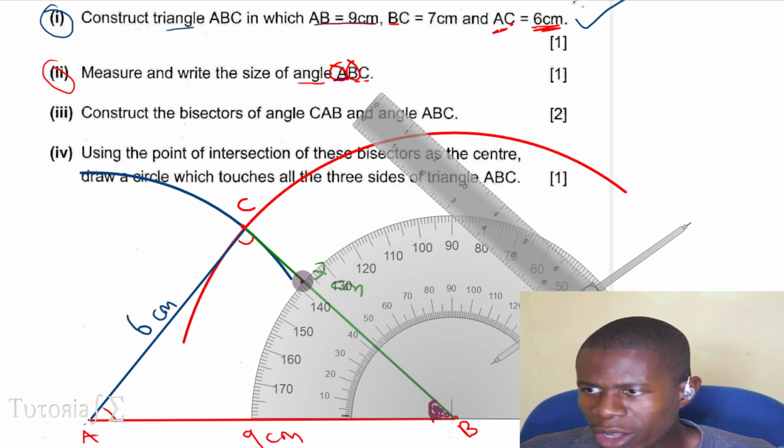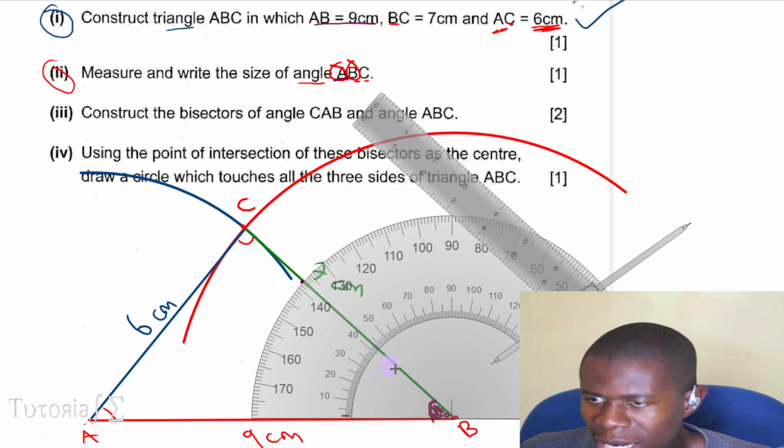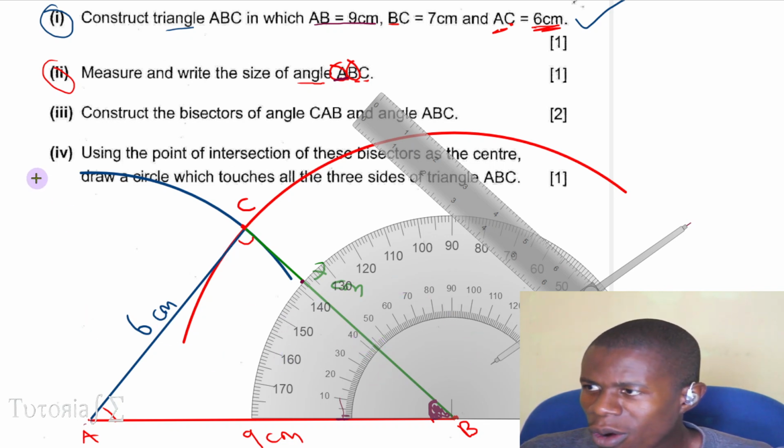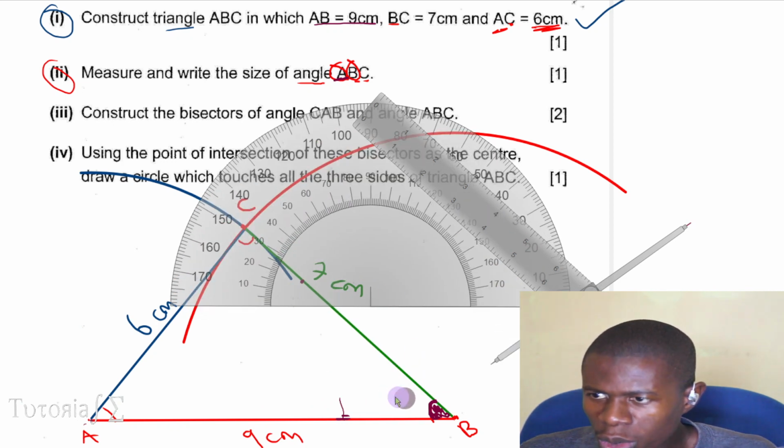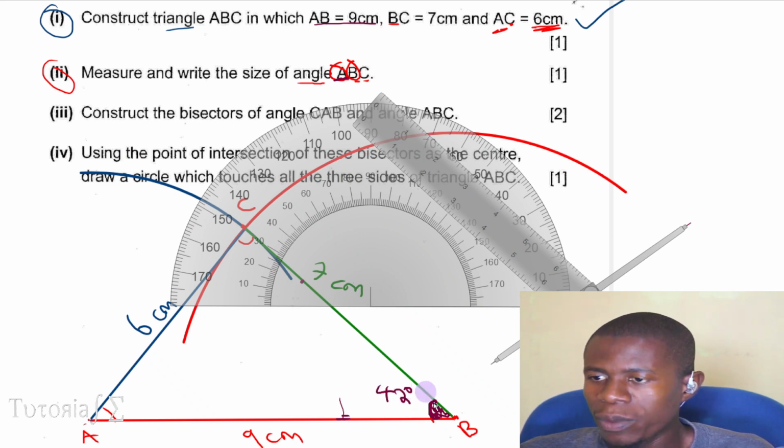Okay, so from here you measure 42 degrees like that. So you start from zero where the zero is. So the zero should be there. You measure all the way until you get to this line here. Okay, so meaning that this angle that we have here is 42 degrees. So we'll put here 42 degrees. Okay, 42 degrees. Put like a small degrees there. Okay, so ABC is equal to 42 degrees.